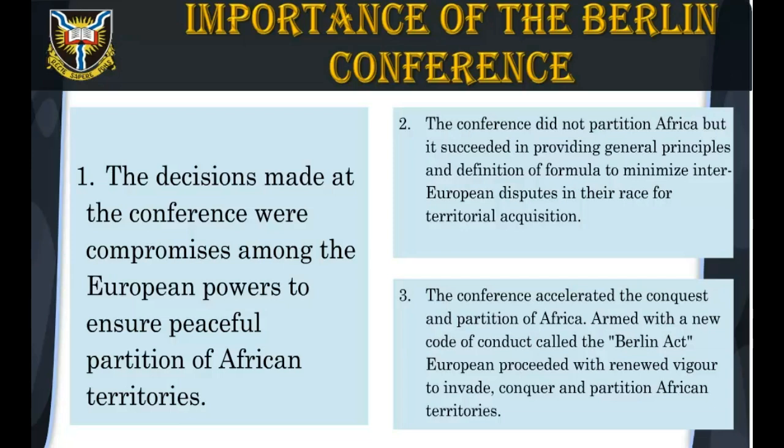The conference accelerated the conquest and partition of Africa. Armed with a new code of conduct called the Berlin Act, Europeans proceeded with renewed vigor to invade, conquer, and partition African territories.